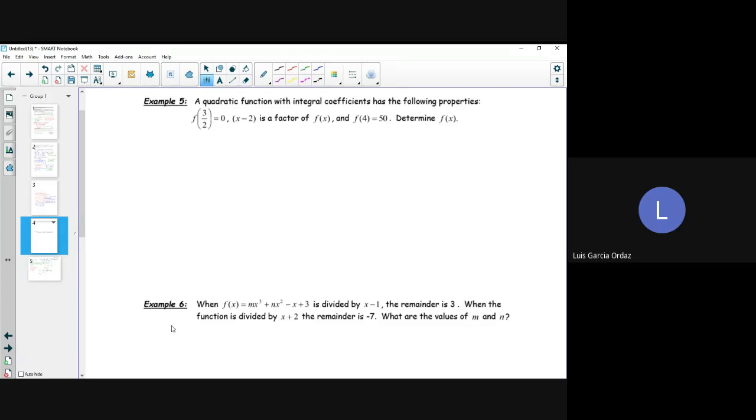So example 5, we have a quadratic function with integral coefficients that has the following properties. f at 3 over 2 is equal to 0. x minus 2 is a factor of f of x. And f at 4 is equal to 50. We want to determine basically the whole function. So we know this is a 0, and we know x minus 2 is a 0 as well.